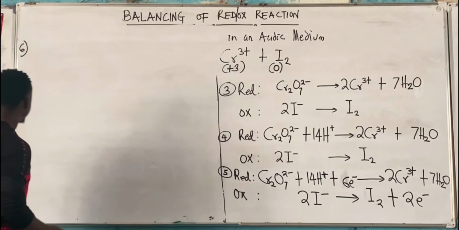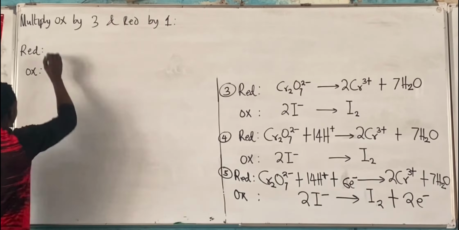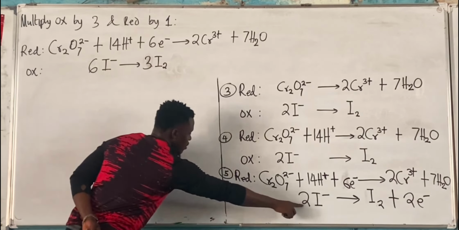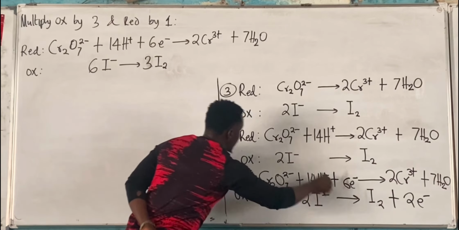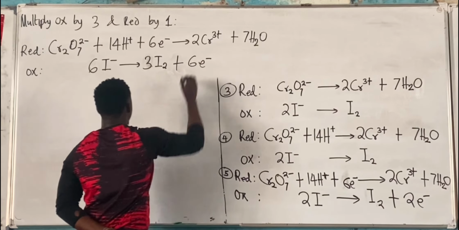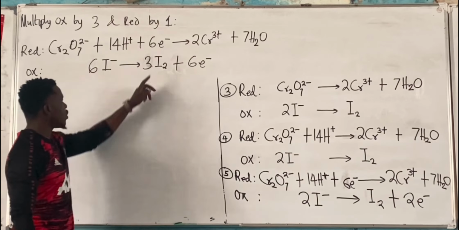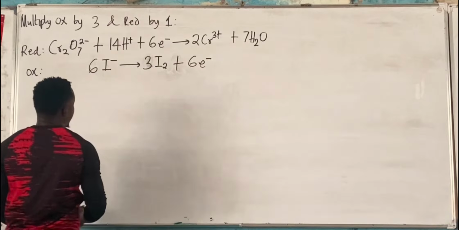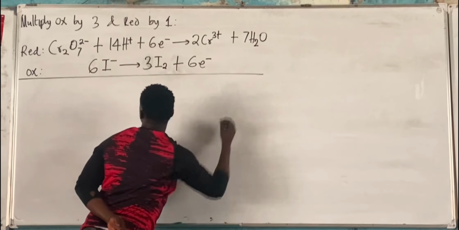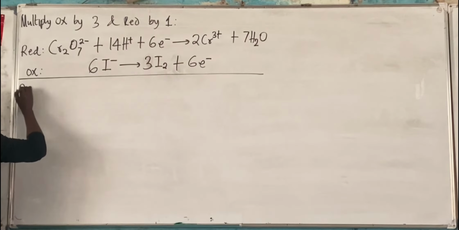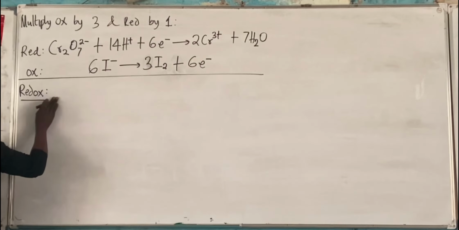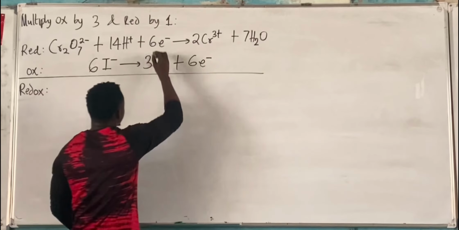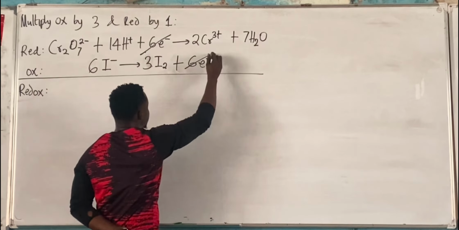So we multiply this here by 3. 3 times 2 will give us 6. 3 times 1 will give us 3, and 3 times 2 will give us 6. So you notice that electron gain is now equal to electron loss. So this becomes reductant plus oxidant equals redox. Let's get our redox reaction back. So what we are going to do is cancel the electrons: 6 on the left hand side, cancel 6 on the right hand side.